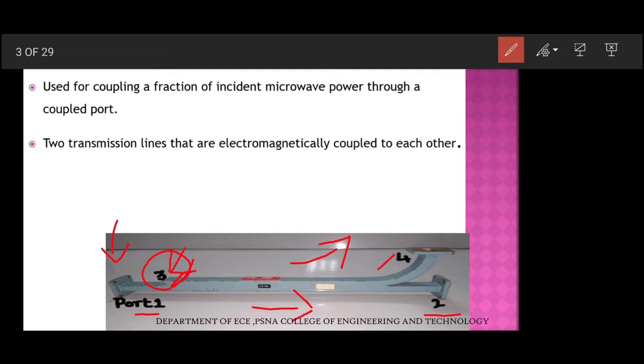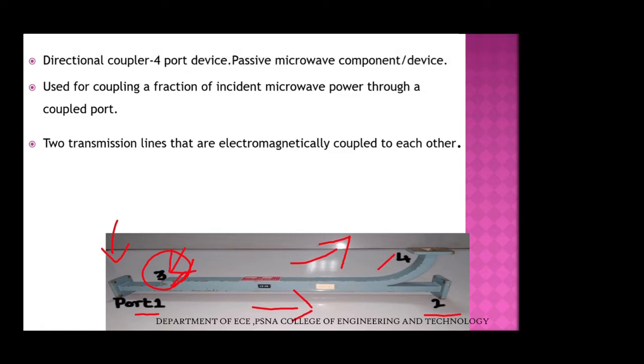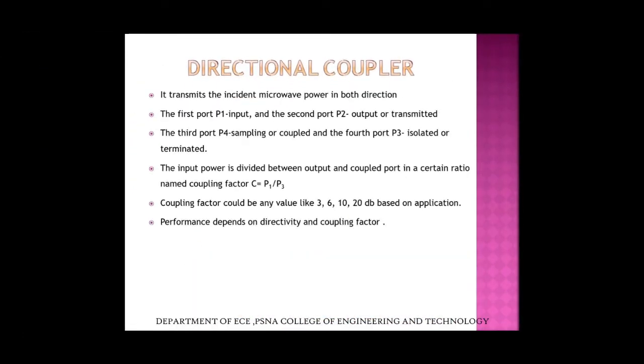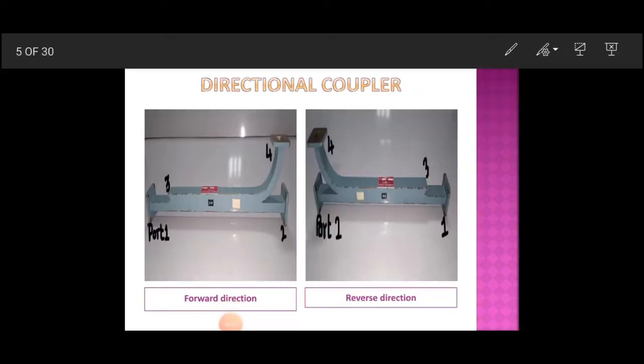Ports 1 and 2 are called forward ports and port 3 and port 4 are called auxiliary ports. The direction coupler transmits the incident microwave power in both the directions. I have shown a figure here.